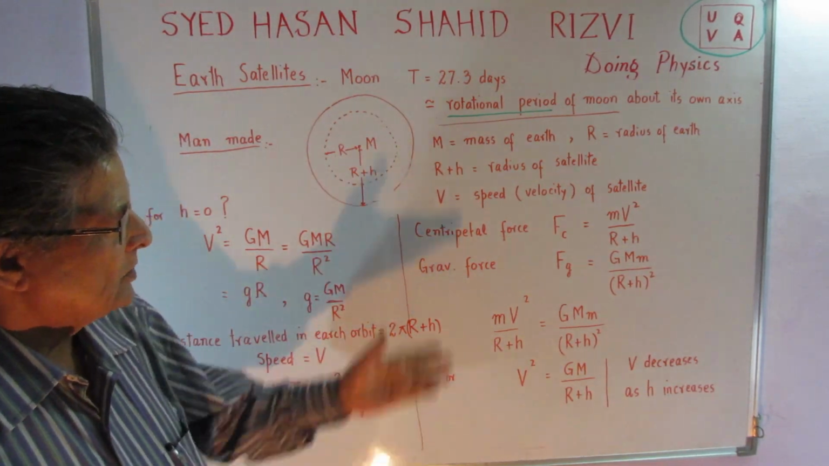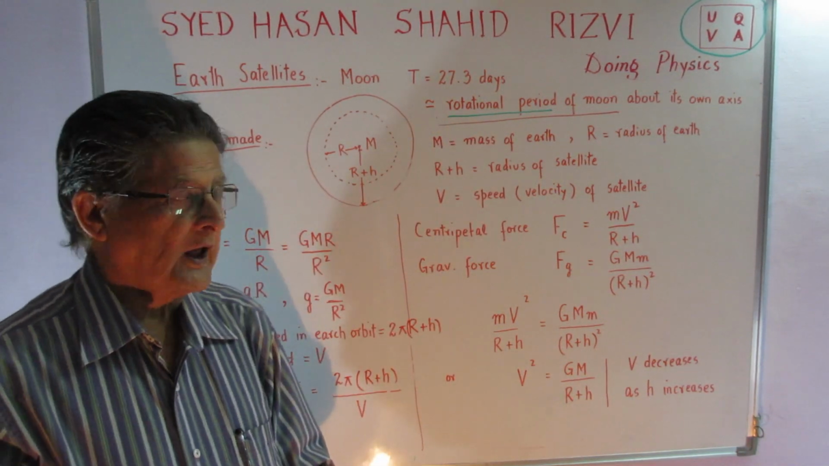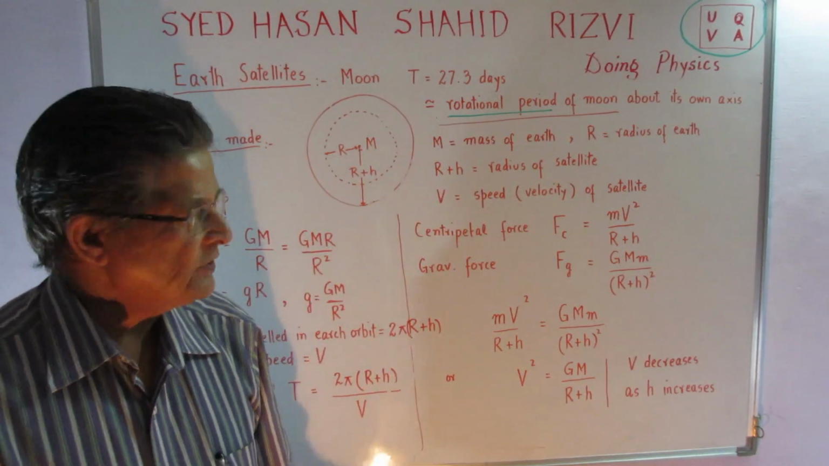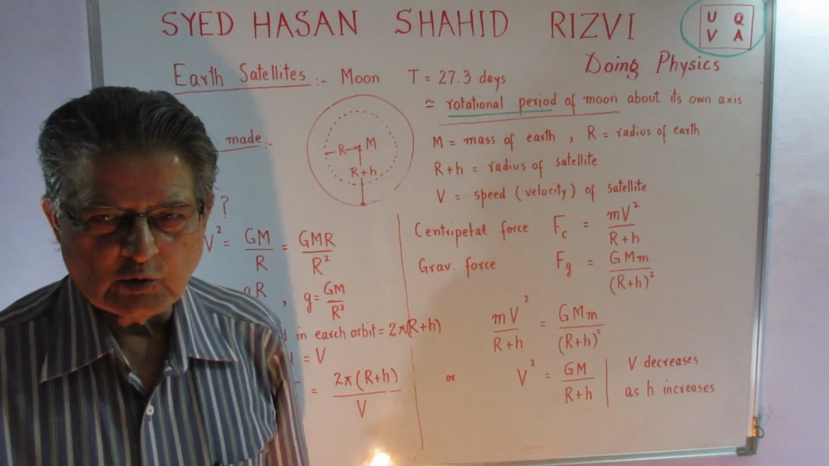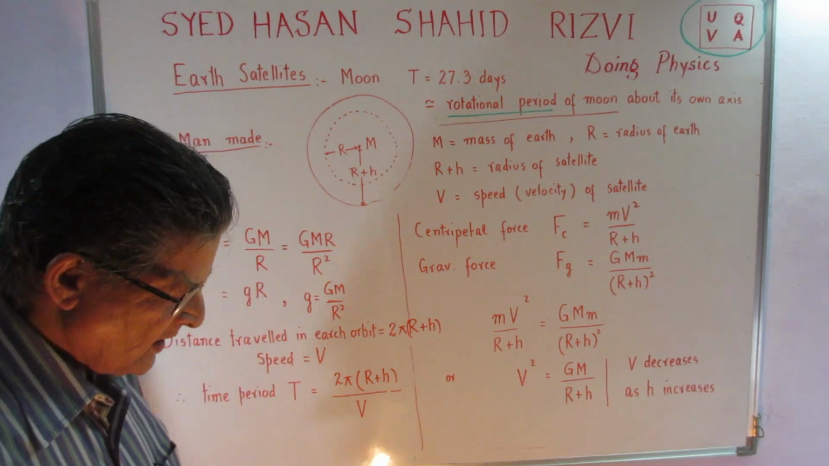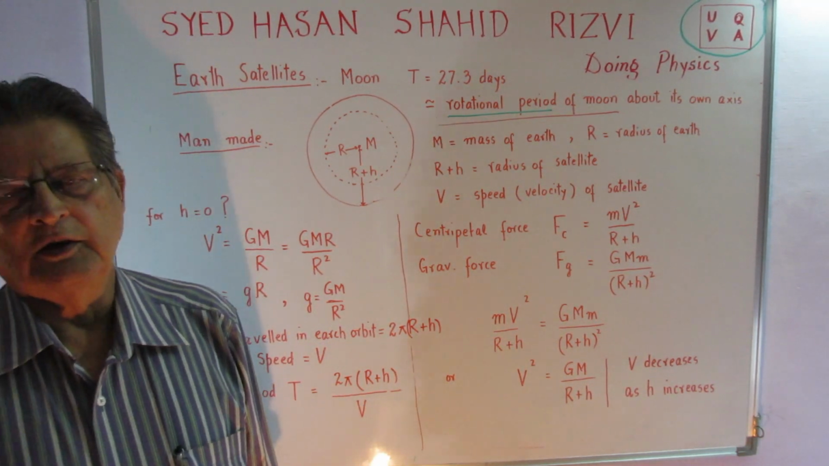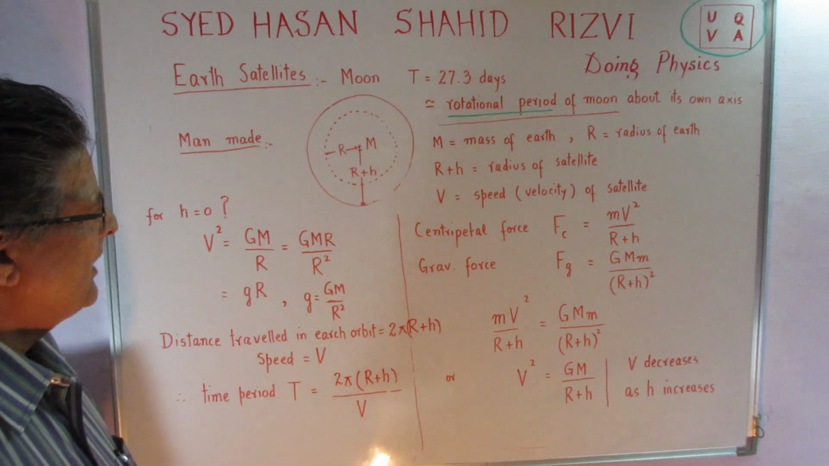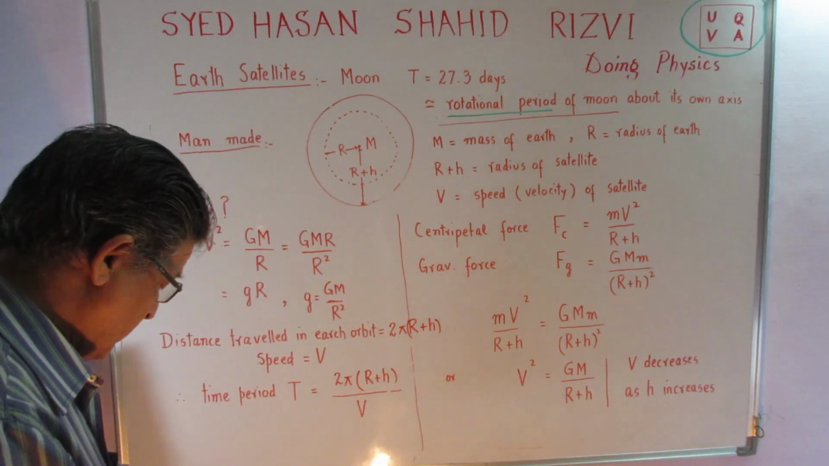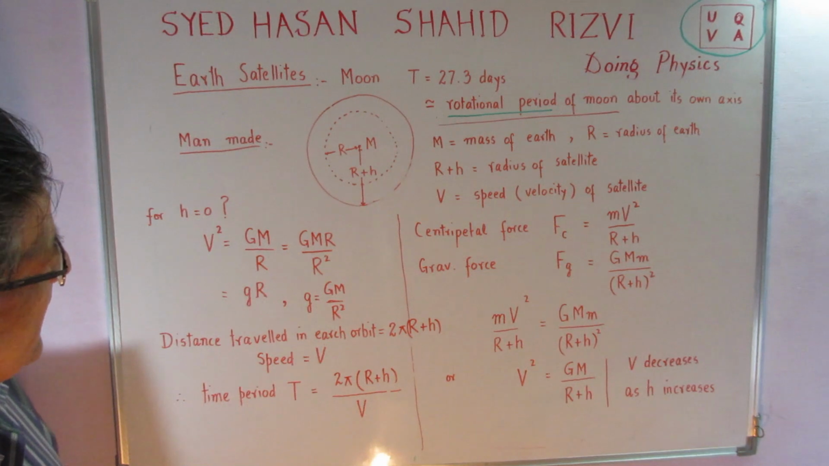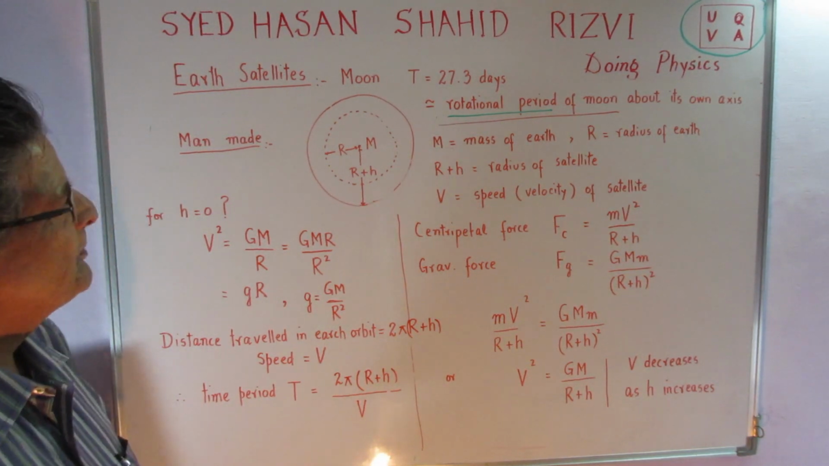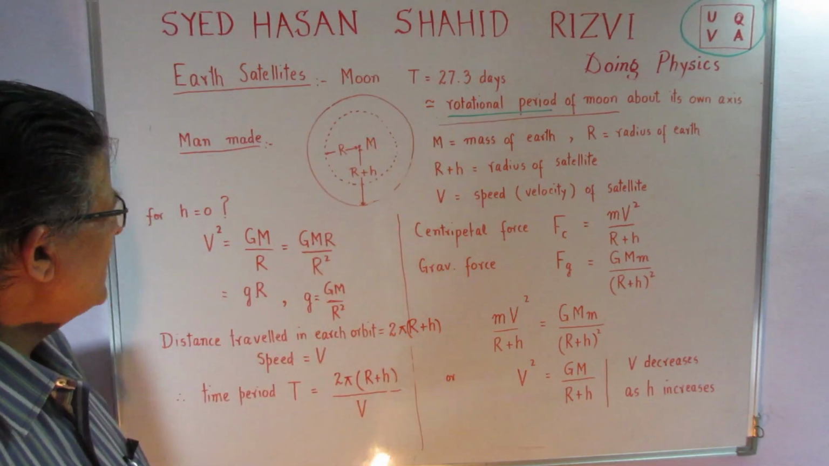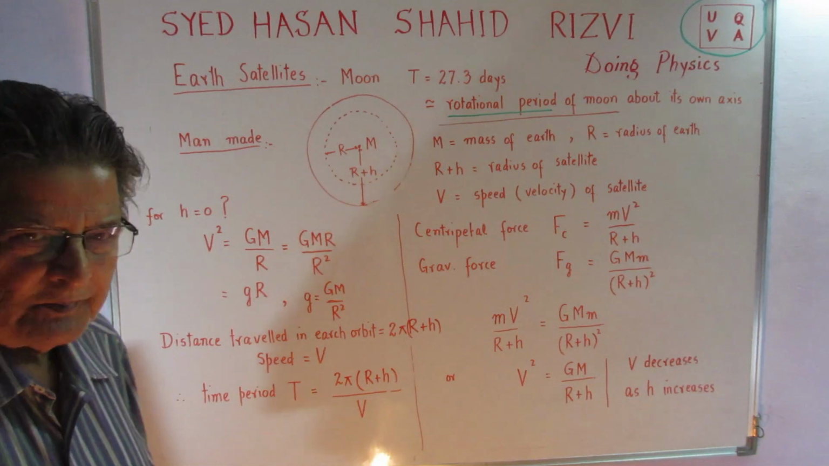Okay? The rotational period of the Earth about its own axis is 24 hours. But the rotational period of the Moon about its own axis is very close to this period, 27.3 days. And that is why we can see only one face of the Moon always. And we have been seeing it for time immemorial.